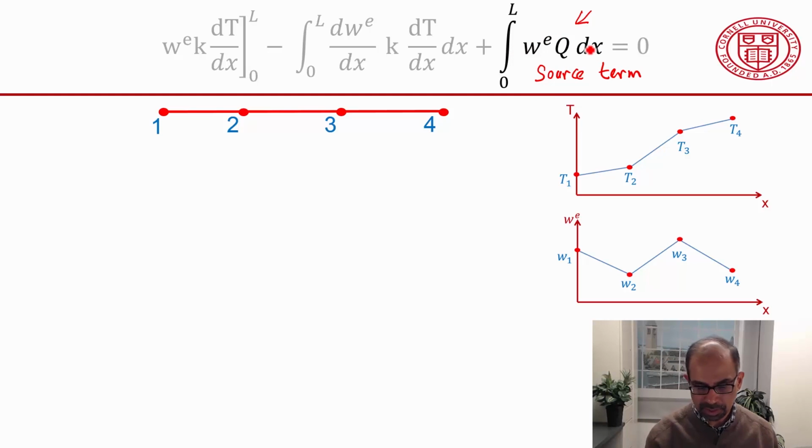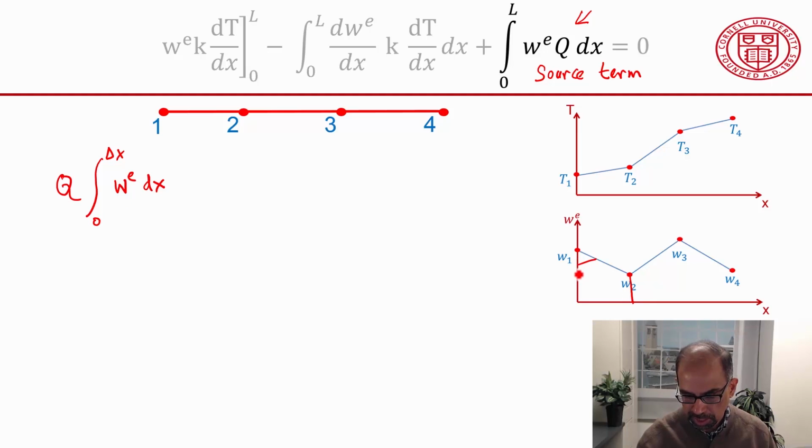And if we integrate this term, we have to do the integration again element by element. And let's do it over the first element. I can take q out of the integral, and I'll say 0 to delta x, so delta x is that distance, times the weighting function times dx. So it just becomes an integral of the weighting function, and this integral will give me this area.